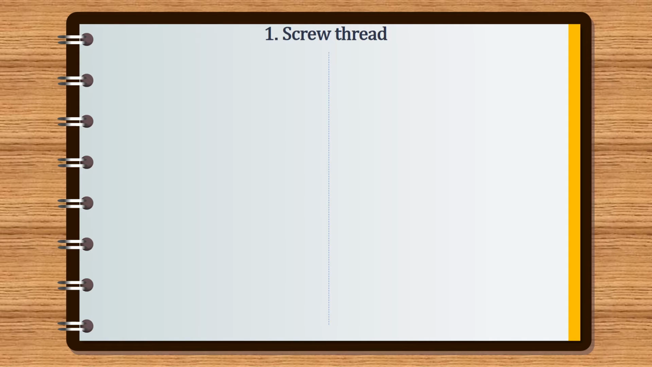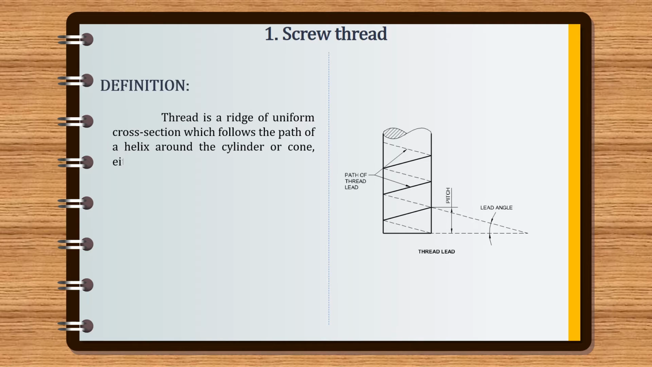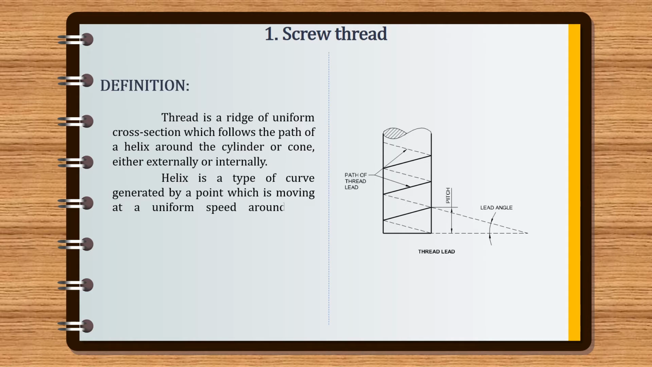Now, see the definition of screw thread. Thread is a ridge of uniform cross-section which follows the path of a helix around the cylinder or cone, either externally or internally. Helix is a type of curve generated by a point which is moving at a uniform speed around the cylinder or cone, and at the same time moves at a uniform speed parallel to the axis.